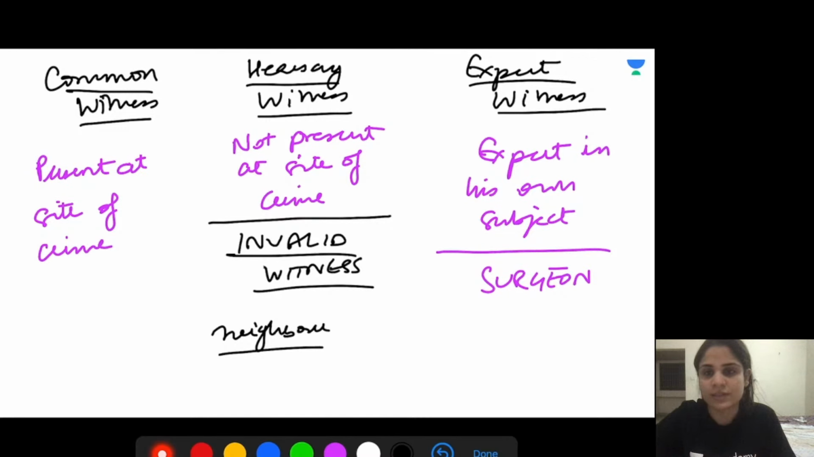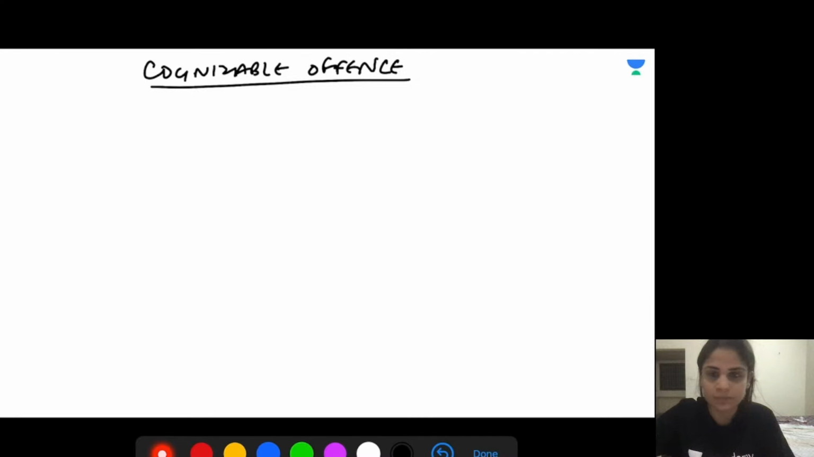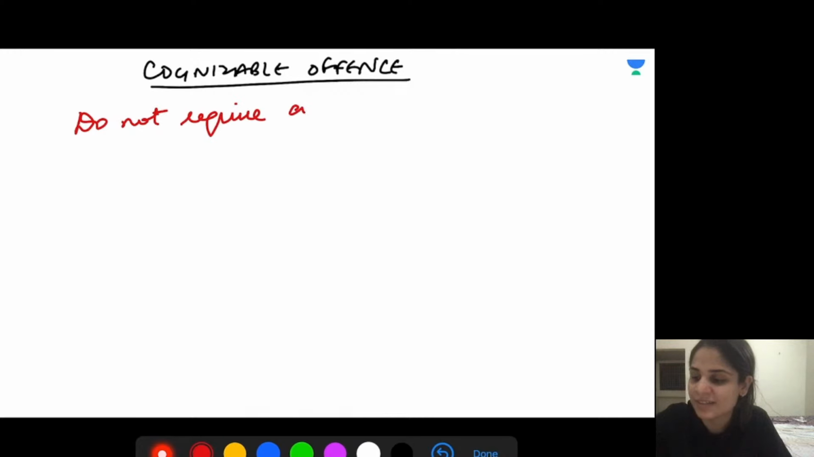Alright, now after this, next we go to what is a cognizable offense. What is a cognizable offense? Any idea, guys? The definition of a cognizable offense says that you do not require a warrant for arresting the person. We often keep saying patient, patient all the time. So you do not require a warrant for arresting the person.